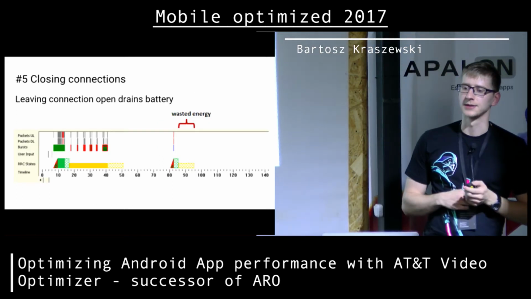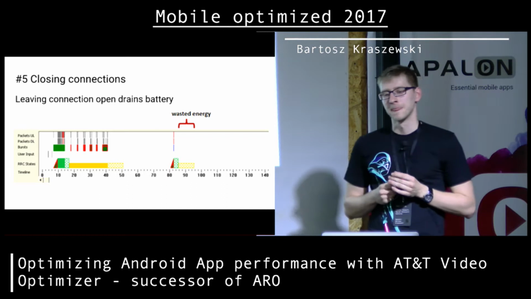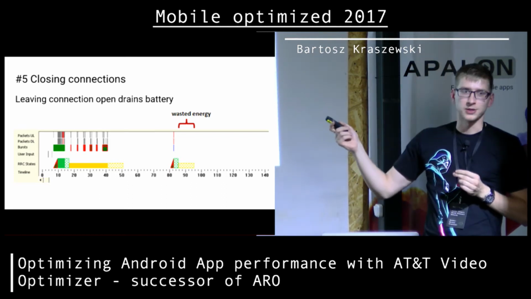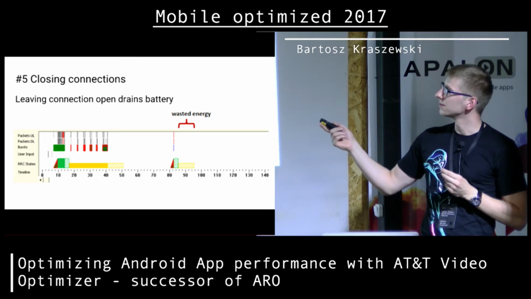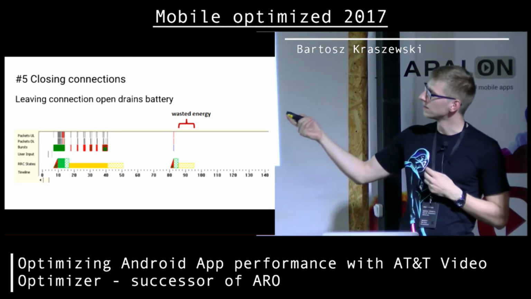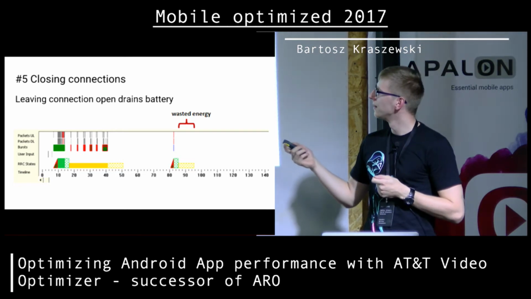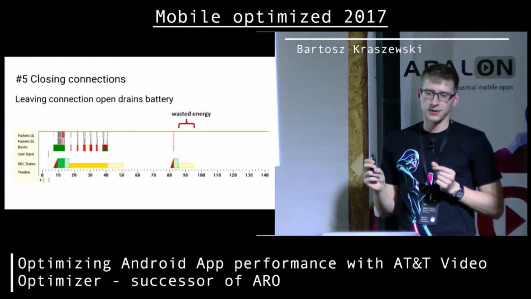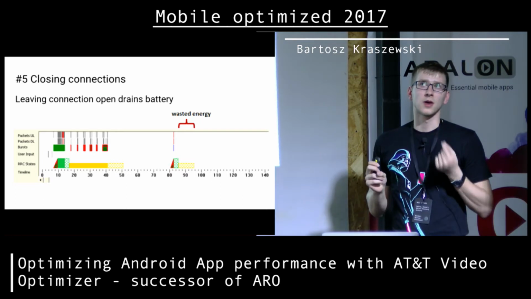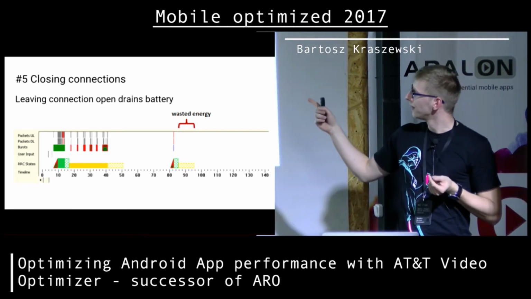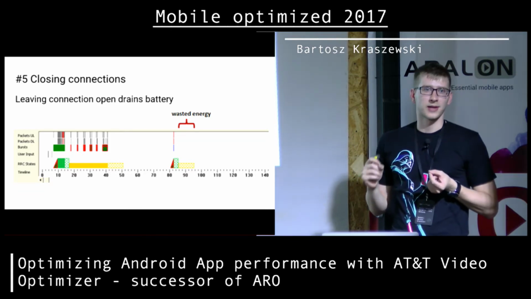Another problem here is closing connections. We can see on this graph that we already grouped the connections, and they are very good. So the radio is not changing state when not necessary. But after we finished, we didn't close the connection. And this blue dot here is just a server timeout.